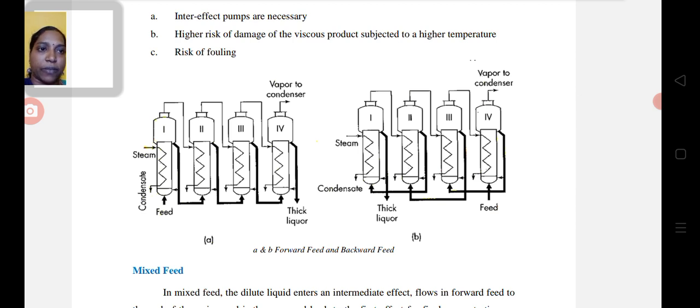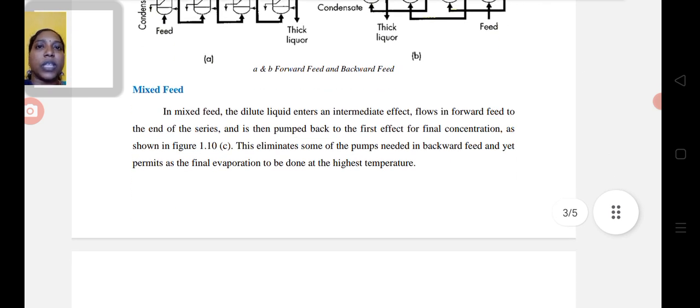the first effect. In case of the mixed feed evaporator, the dilute liquid enters in the intermediate effect and flows in the forward feed condition, and it is then pumped back to the first effect for the final concentration of the solution. This eliminates some of the pumps needed in the backward feed.